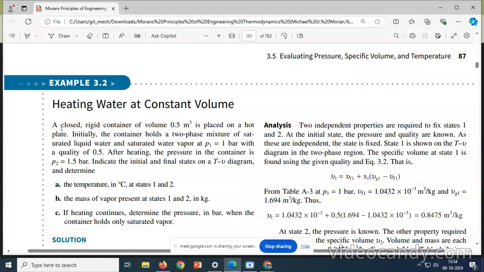Now because of the closed container, pressure is increasing. If the container was open, what will happen? Pressure will remain constant for a long time. What will change? The temperature and other properties will change. But here what have they given? They have given a closed container. Pressure will rise.